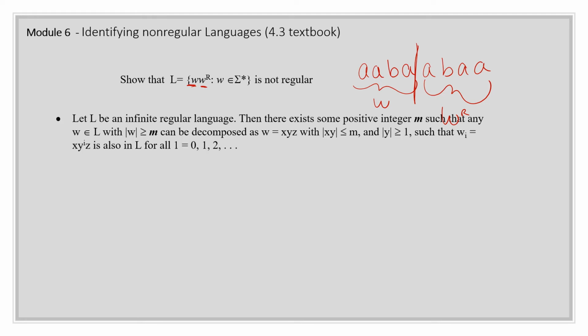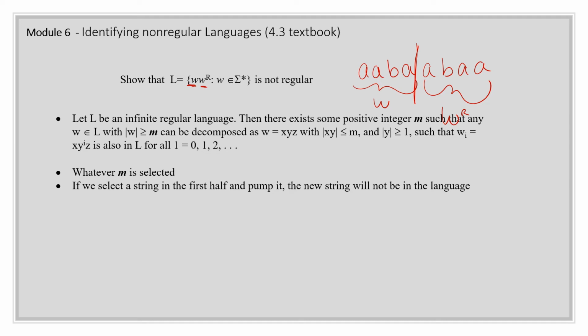All right, so I put the explanation here, but now if you select any M, you select some number M, you select a string in the first half and pump it. So if you selected M equals 3, I select some string in the first half of my language, and I can select that whole string there. And if I pump anything in this string, then it will not be in the language, right? Because there's no way for me to pump this and then this side is not going to know what's pumped and it's not going to be able to match it.